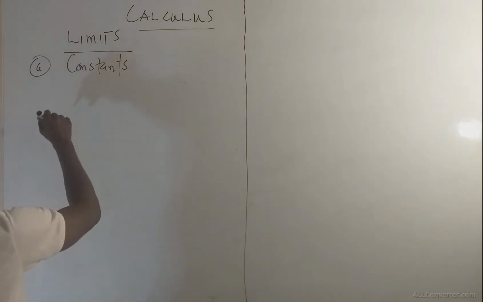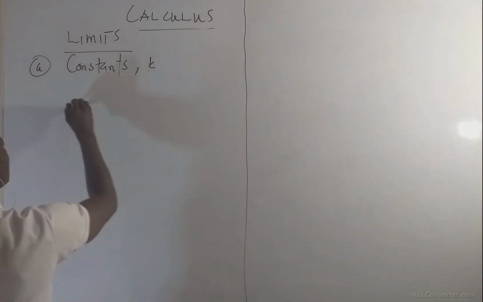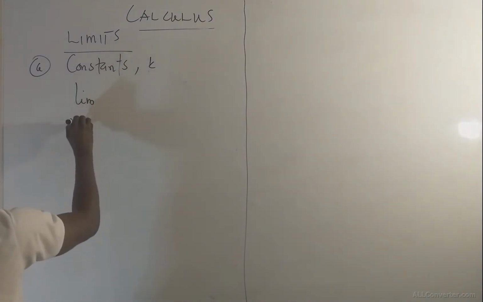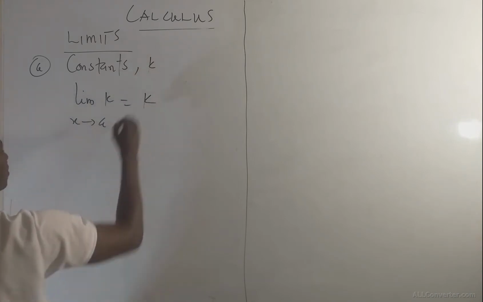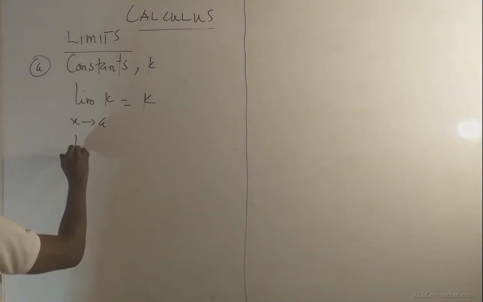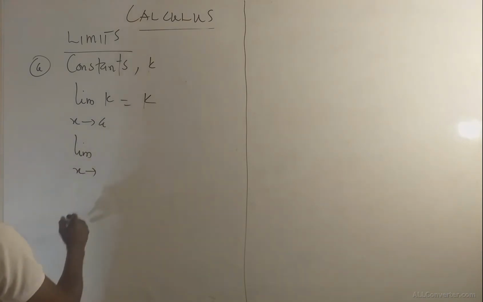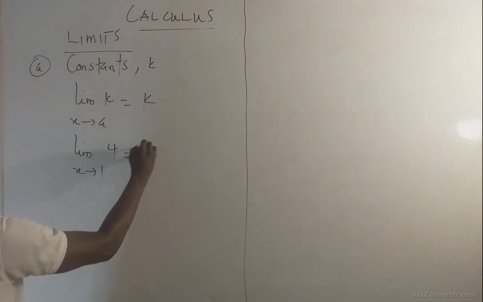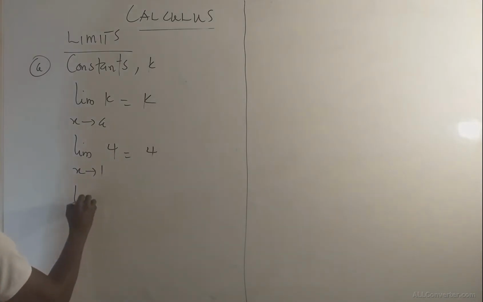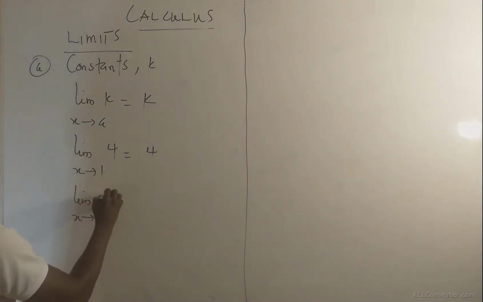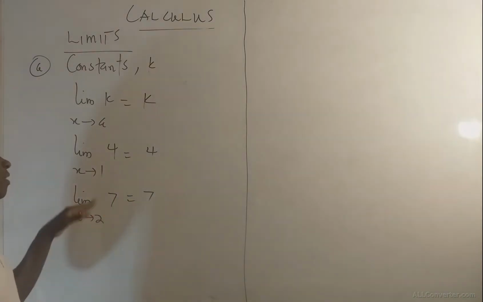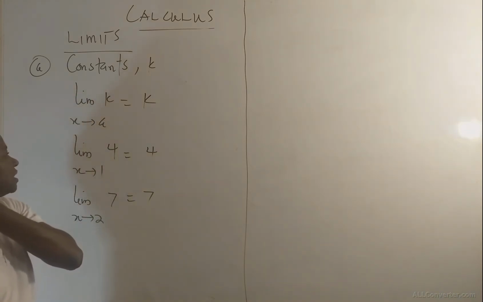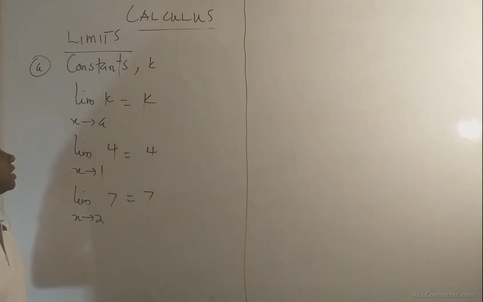So if you have a constant, say k, when you are taking the limit as x approaches a particular value of a constant, the answer is the constant. So if you have the limit as x approaches 1 of 4, the answer is 4. If you have the limit as x approaches 2 of 7, the answer is still 7. So if you have the limit as x approaches any number of a constant, the answer is still the constant. That is how we find the limit of a constant.